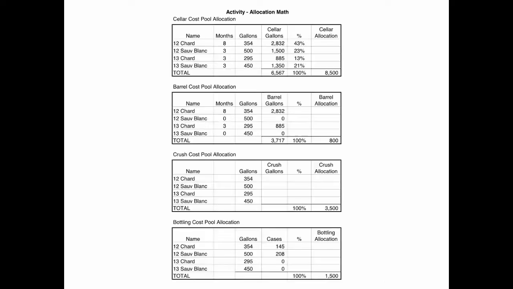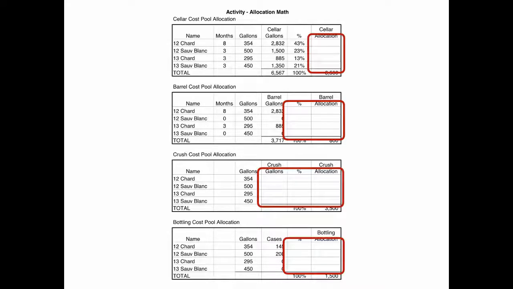All right, the next activity is called allocation math. On your worksheet, the idea is just to fill in the blanks. And you can see that in some of these cost pools, the blanks are already filled in, and in others, you have to do the math yourself. So fill in the blanks, and then the answers again are on the back.